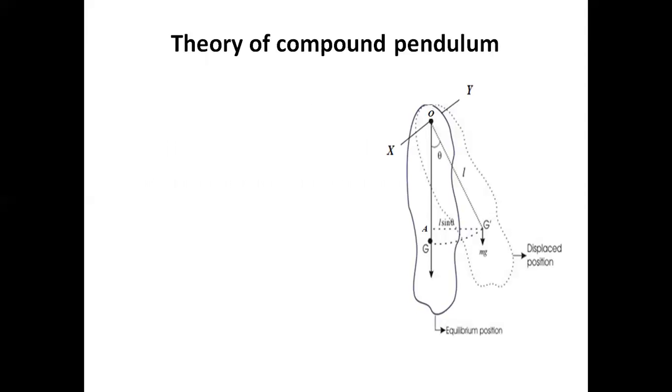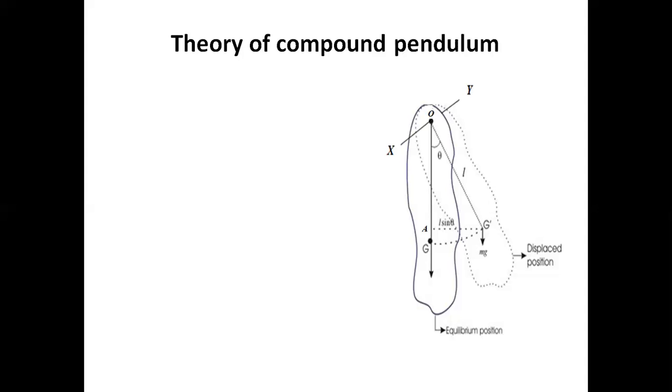Then let us consider the theory of a compound pendulum. Let this be a compound pendulum which is oscillating about the horizontal axis xy, which passes through the point O, and G is the center of gravity of the body. When the body is at rest, in equilibrium position, the point G lies exactly below the point O. Let the distance between the point O and G be L.